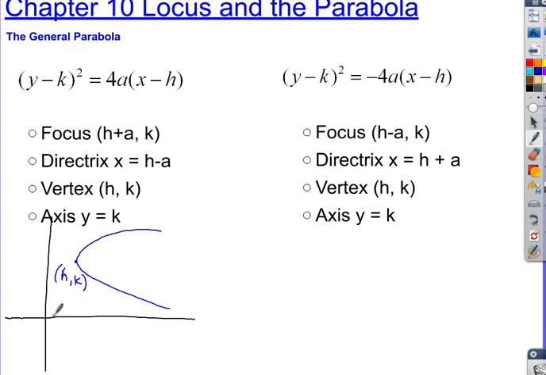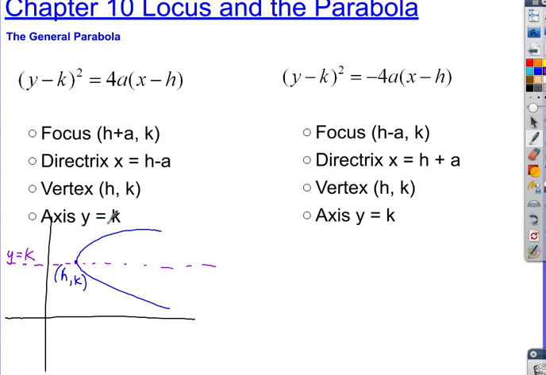Alright, now, the axis of symmetry of the parabola. Well, remember an axis of symmetry cuts it in half, so it's symmetrical. So there's our axis of symmetry. It has the same y value as that vertex, which is k, and it's got the same y value everywhere on that axis of symmetry. So the axis of symmetry is y equals k.